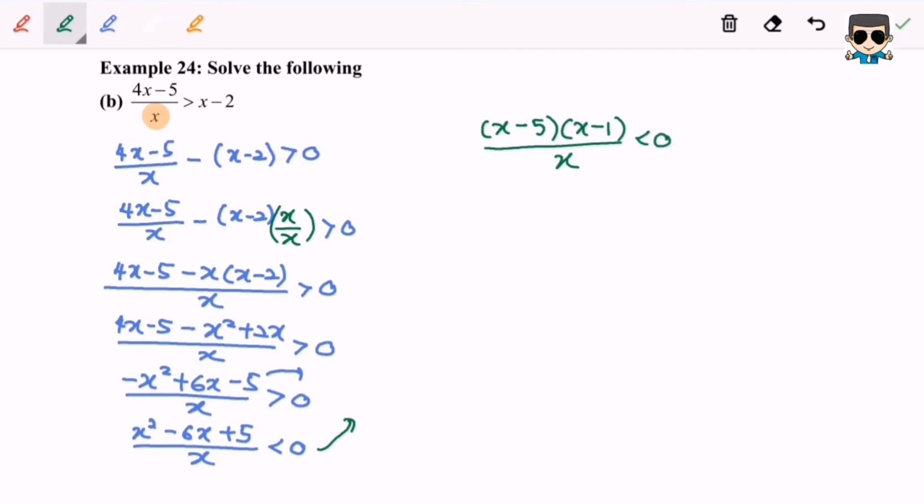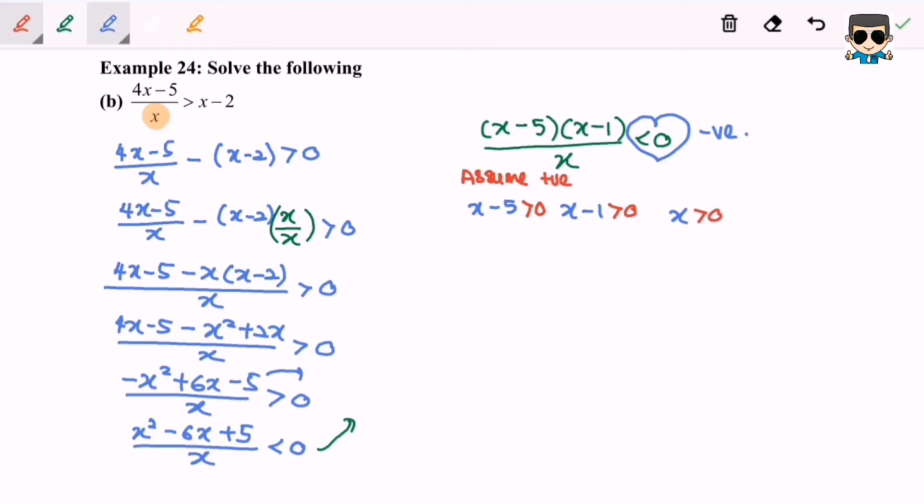Since this is a simplest form, it is the time for us to determine the sign, where we have a negative. Next, we're going to split the situation and we will have x minus 5, x minus 1, and x. Do remember, whenever we split the case, we have to assume it's always positive. So we will have greater than 0, and greater than 0. So finally, x will be greater than 5, x will be greater than 1, and x greater than 0.